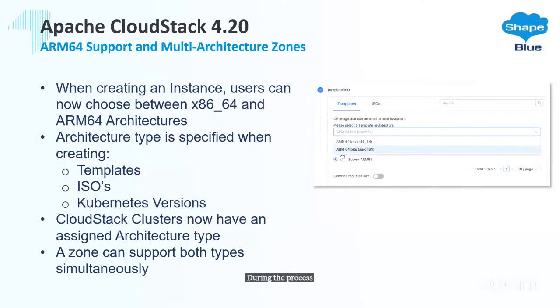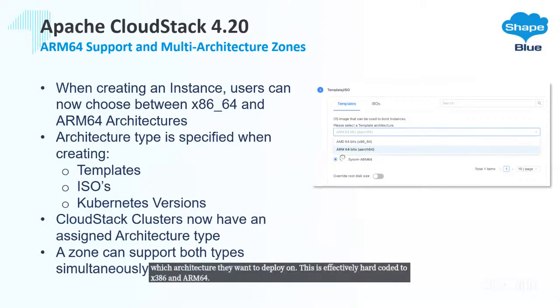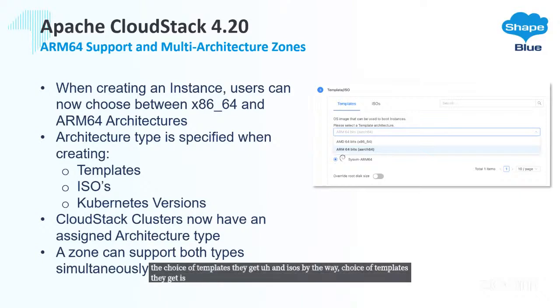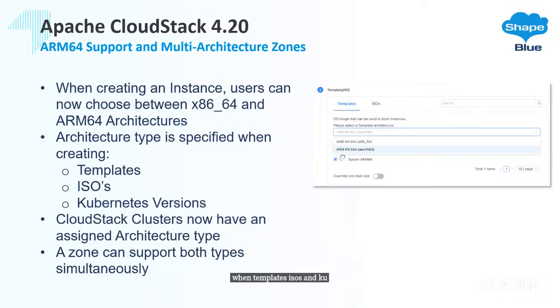Select the template, which architecture they want to deploy on. This is effectively hard-coded to x386 and ARM64. The choice of templates they get, and ISOs, by the way, is based on what the administrator has set when templates, ISOs, and Kubernetes versions are created.